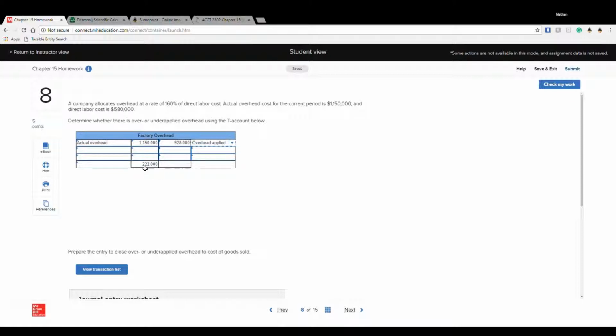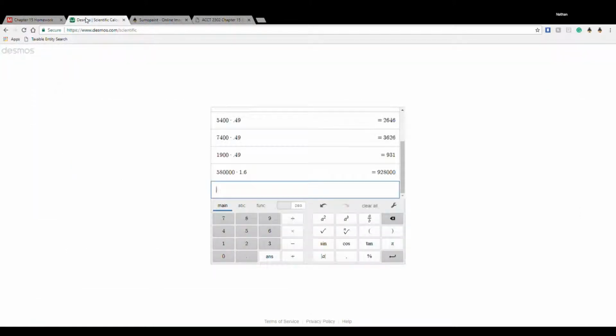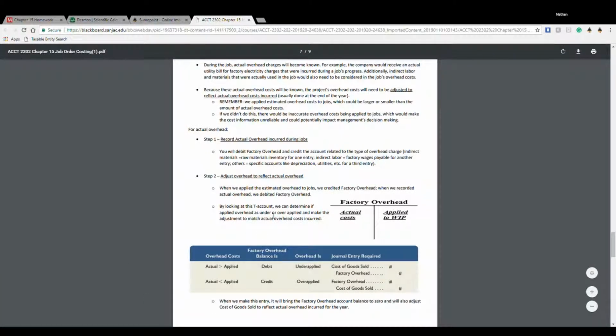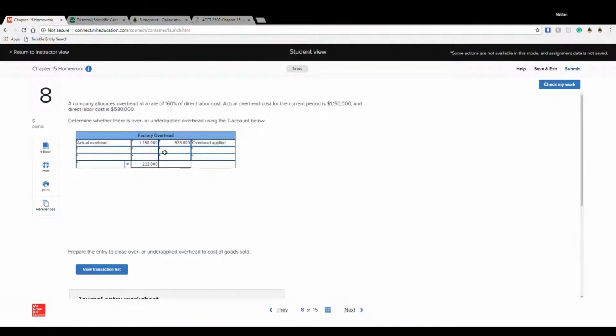Alright, so to me this really does look like it's been under applied, and we can definitely see here our actual is greater than our applied. So yes, our overhead is under applied. So again, anytime that this side's bigger than this side, it's under, because we're going to have to boost it up by a credit.